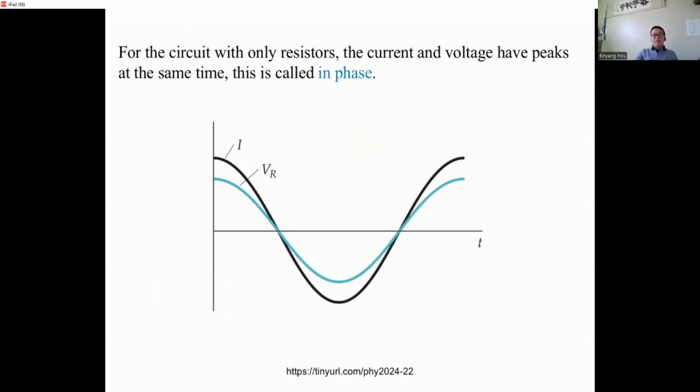So when the voltage on the element, on the resistor in this case, and the current peak at the same time and are zero at the same time, then this is called the two being in phase. So they peak at the same time, they are zero at the same time, they have minimum at the same time as well. Otherwise, they are called out of phase.